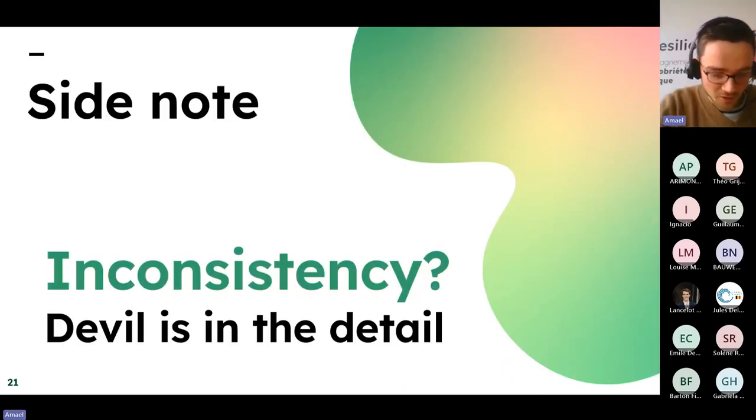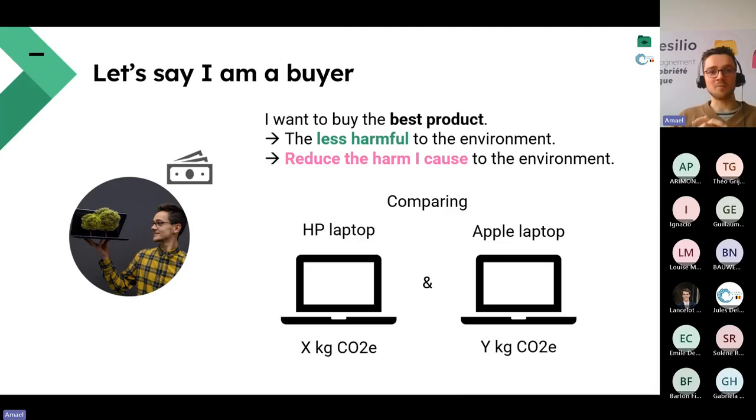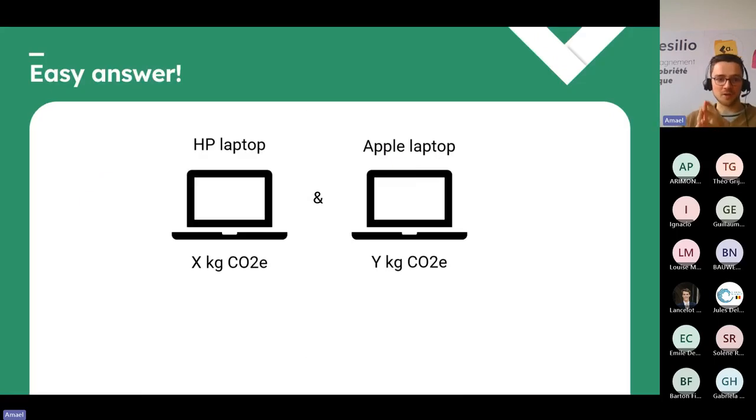To understand this concept, I will guide you through a small example on inconsistency. What is inconsistency and how does it hide in the details? So let's say that today I'm an IT buyer, and I want to have the best product for my company. I need to choose between two laptops. And as I'm a good and responsible person, I want to buy the one less harmful to the environment, which is another way to say that I want to reduce the harm I will cause, because anyway, I will cause harm building a laptop. So I just want to compare brand A and brand B, and I have these carbon price tags, which are kilograms of CO2 equivalent.